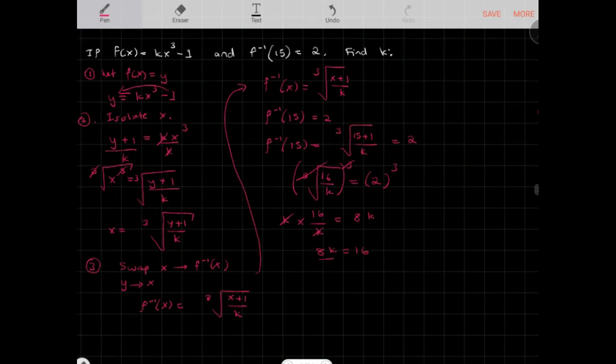If you want to solve for k, I'm going to divide this by 8, and I'm going to do the same thing to this side, and k is equal to 2. So that's how you can solve for k in this function.